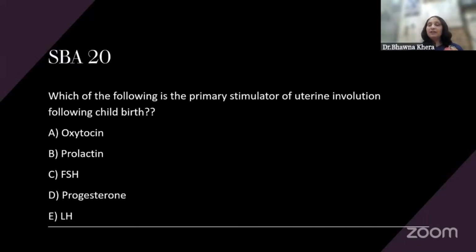Coming to SBA 20, and of course, this is the last SBA for today. Which of the following is the primary stimulator of uterine involution following childbirth? Which hormone stimulates the uterine involution? Uterine involution is a very important part of the postpartum period. So which is the one which is responsible? Something which will contract, yes, of course. So it is going to be oxytocin.